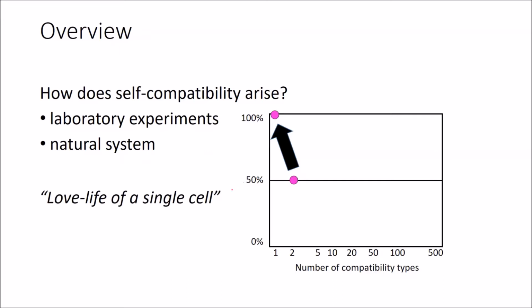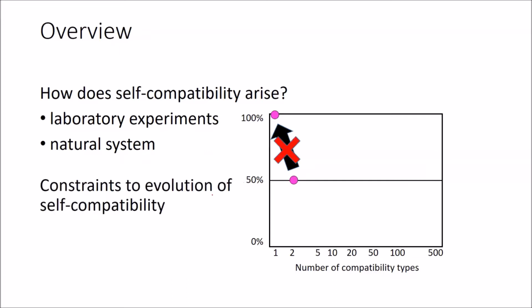And then after that, we're going to continue with talking about constraints for evolution. So what maintains cells at two different mating types. And from that, we're going to try to understand maybe why originally mating types have evolved in the first place.